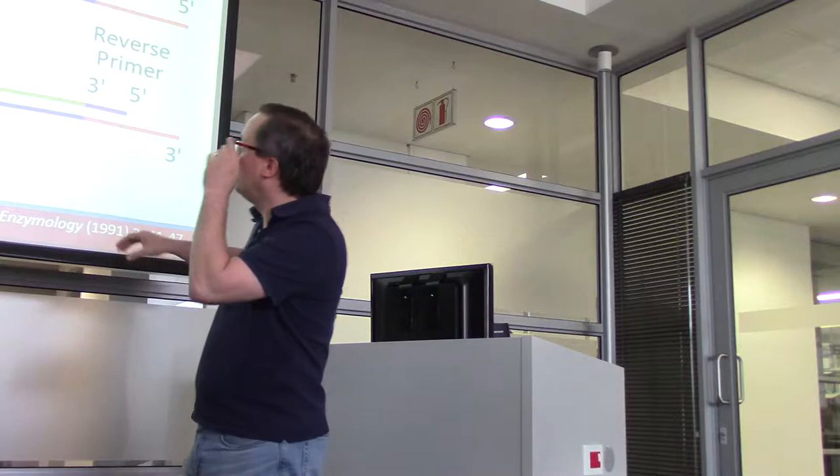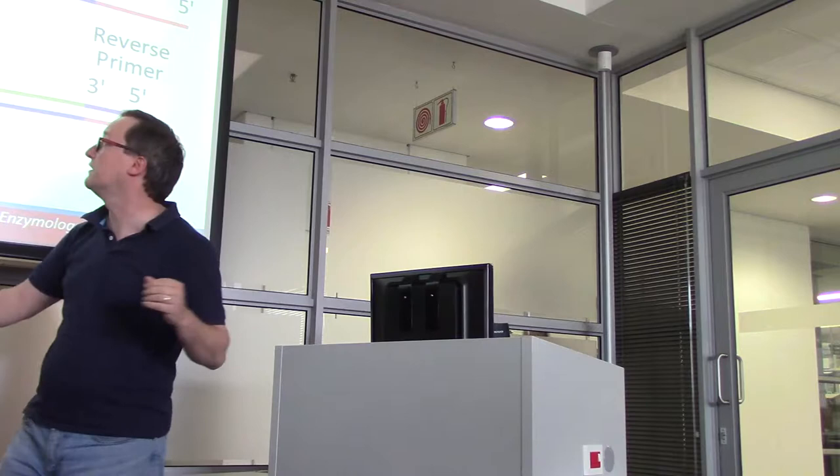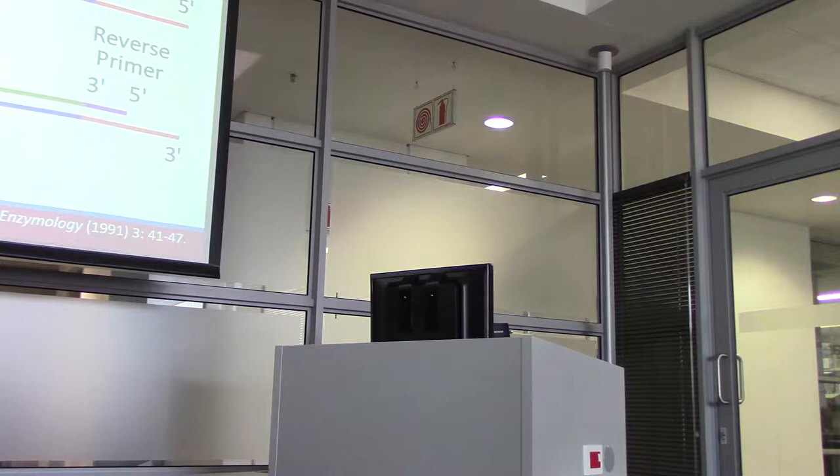So if you think about this stretch of DNA being a couple thousand or 10,000 nucleotides in length, you're actually getting a very small patch of sequence at the 3' end, and a very small patch of sequence at the 5' end. I've got those reversed in my head, sorry.